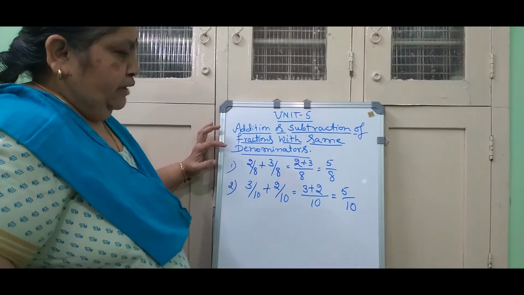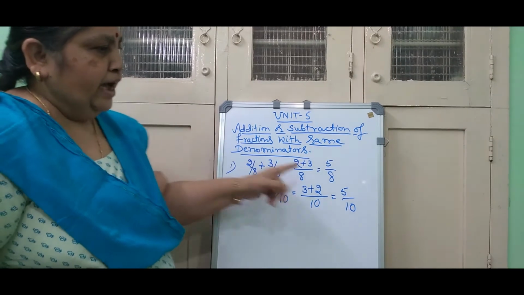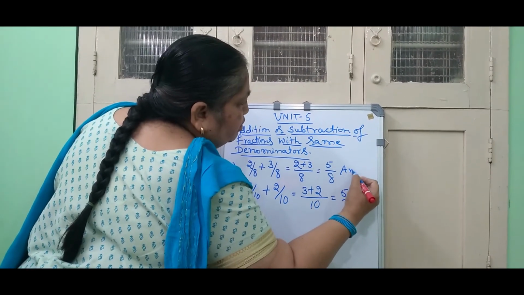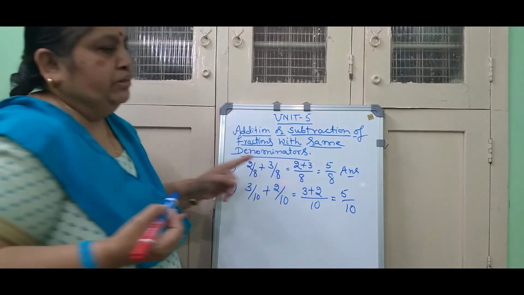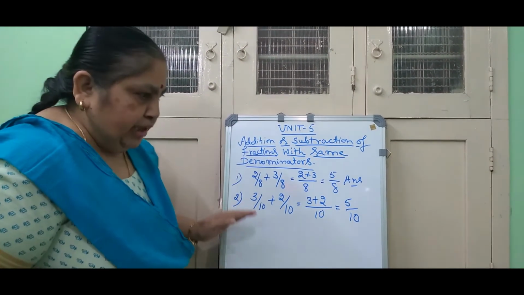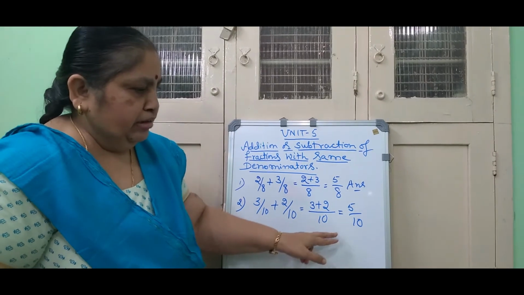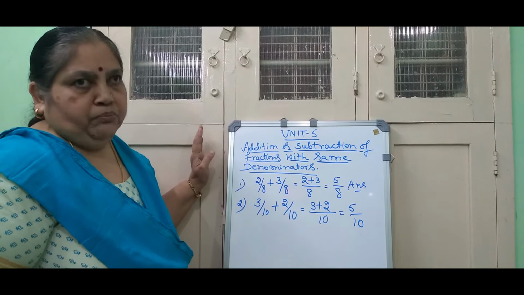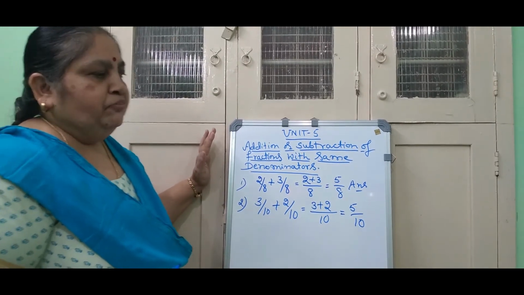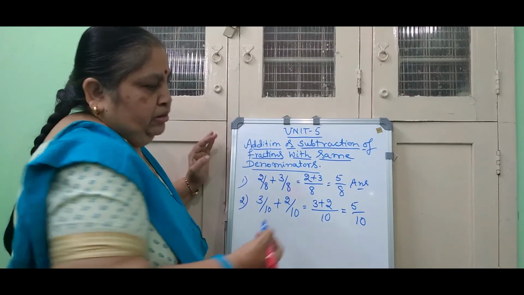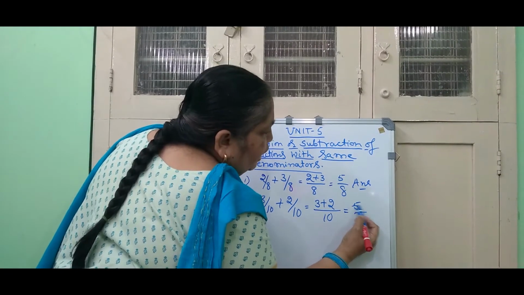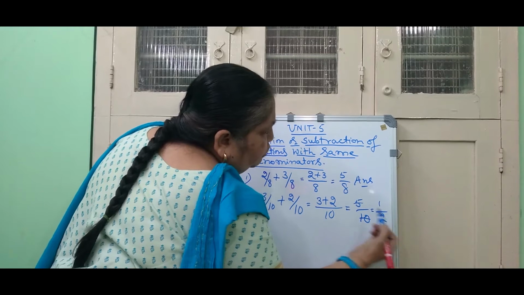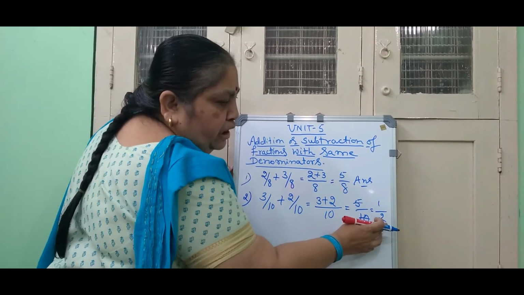You consider the first example here. This answer is 5 by 8. This itself is the answer here. 5 by 8 itself is the answer. But in the second example, if you consider, here we are getting 5 by 10 as the answer. We can still simplify this fraction. See, 5 by 10, if we simplify, it will be 5 ones are 5, 5 twos are 10. So, it is nothing but half.